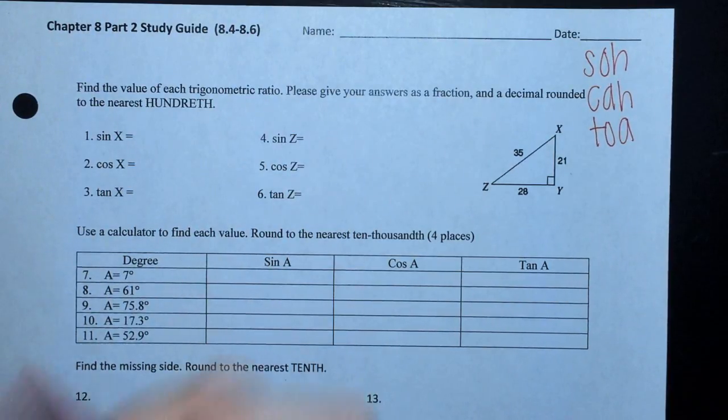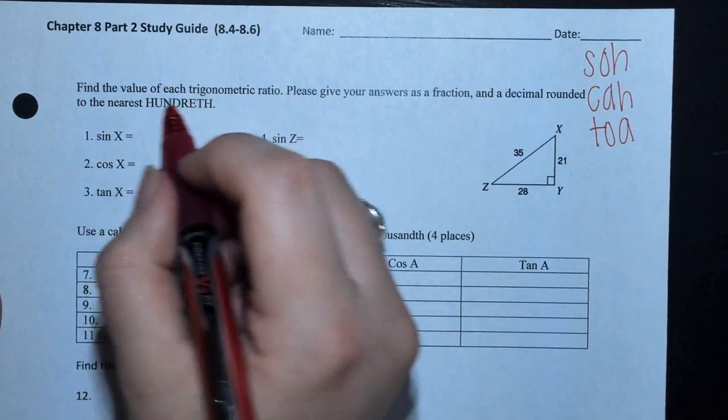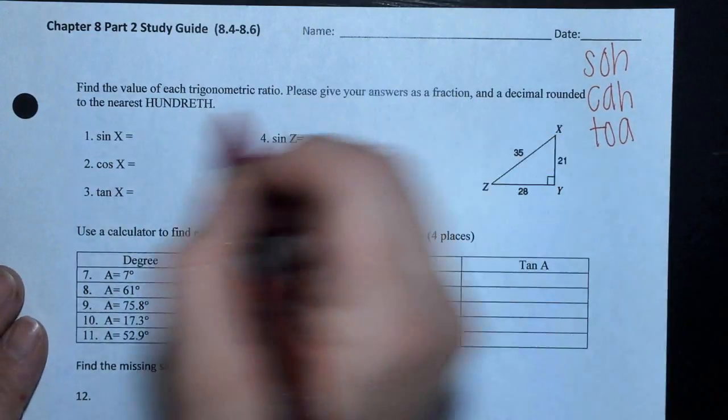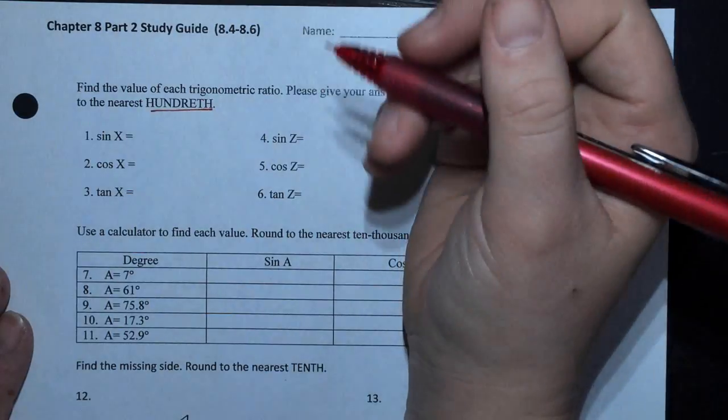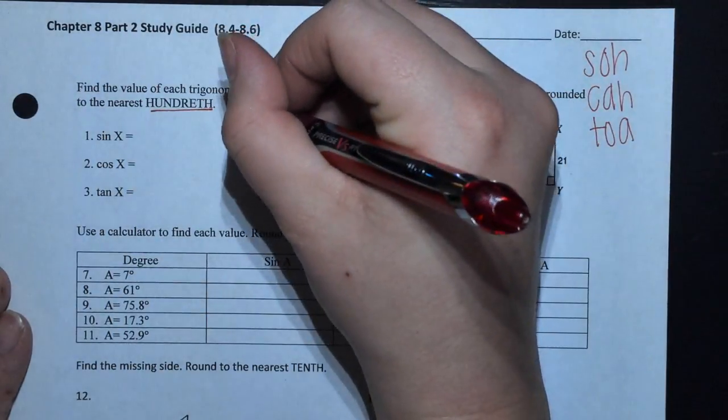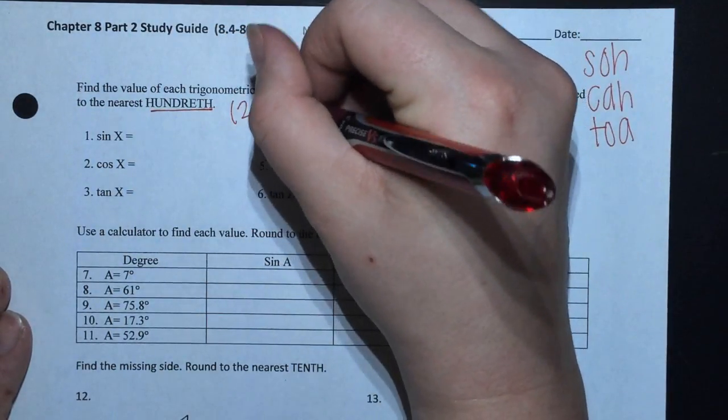Alright, SOHCAHTOA. Make sure you read all the instructions. A decimal rounded to the nearest hundredth. How many decimal places is hundredth? 2 places.